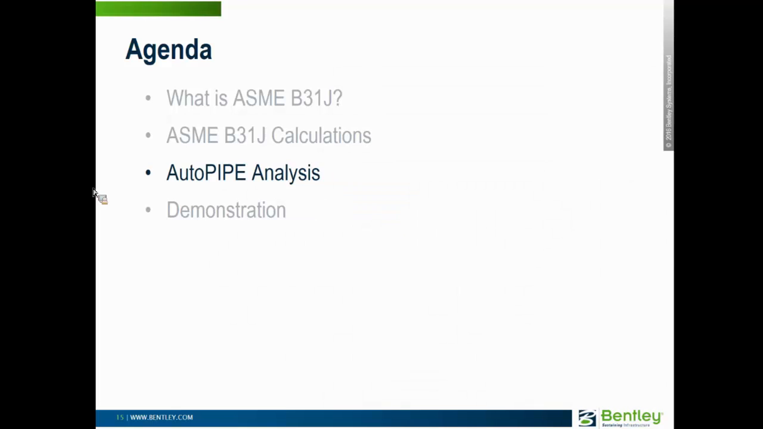So that's pretty much the SIF and flexibility calculations. For our next section, we will be covering how AutoPIPE actually uses B31J analysis and how you can unlock the potential of this feature with minimal effort.